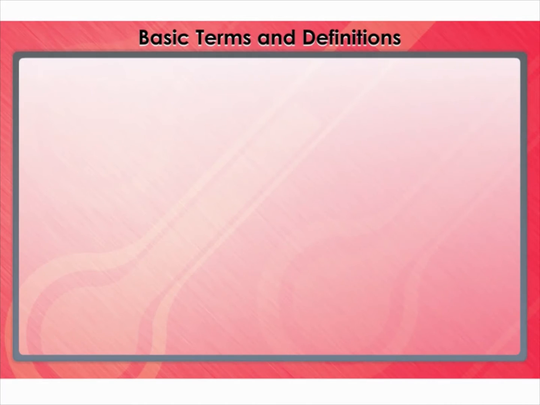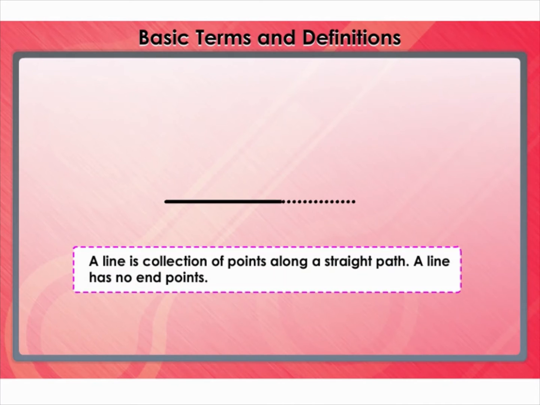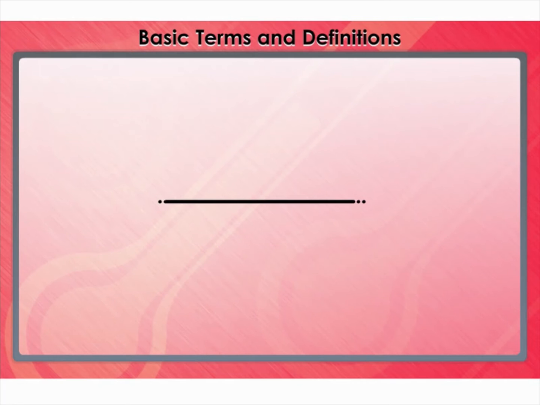Let's recall all the basic terms and definitions here. A line is a collection of points along a straight path. A line has no endpoints. A line can be extended indefinitely in both directions. Consider the line AB. It's denoted by a double-headed arrow. Sometimes, lines are also denoted by small letters L, M, N, etc.